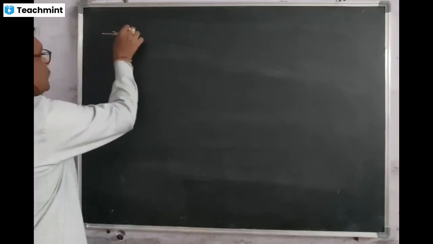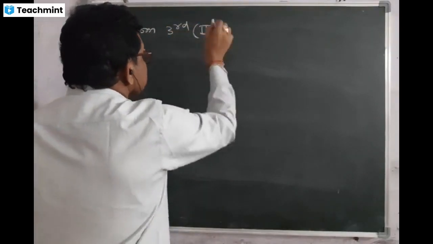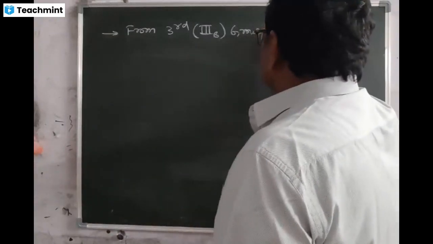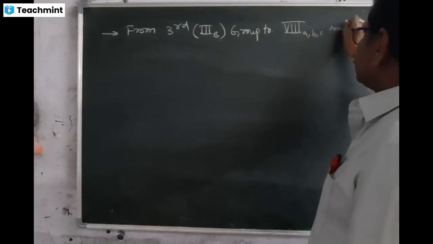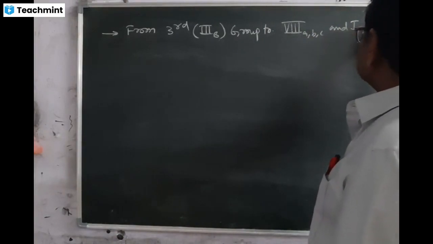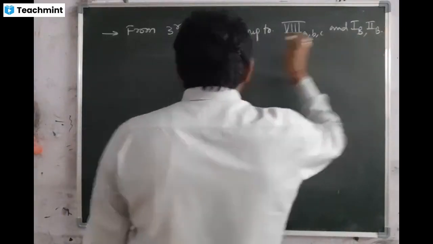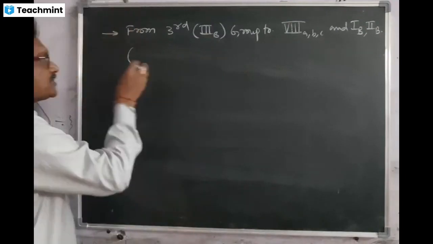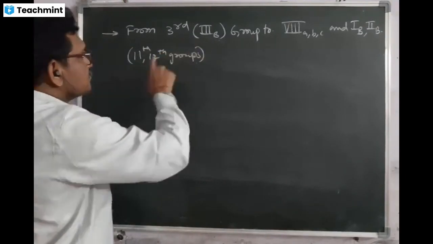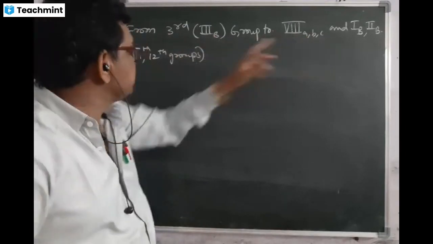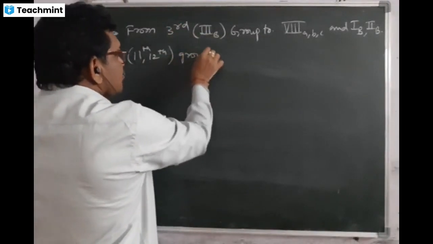See, write down from the third group. This is also called what? Third B. Then eighth A, B, C, and first B, comma second B. So the first B, second B groups are also called what? The 11th, comma 12th groups. So from the third group to first B, second B, that means the 11th, 12th groups.